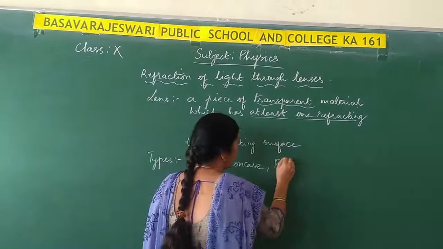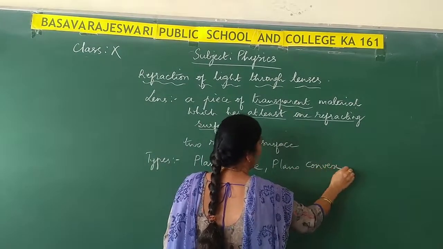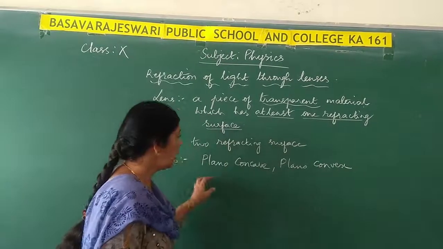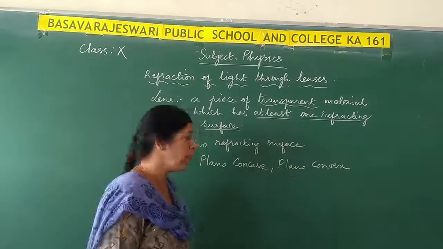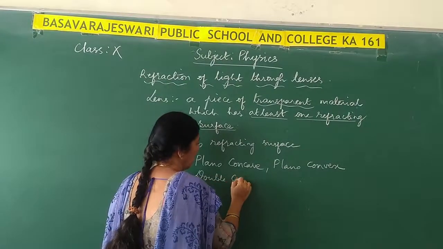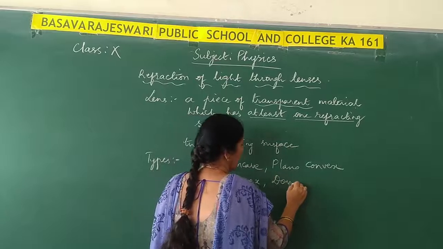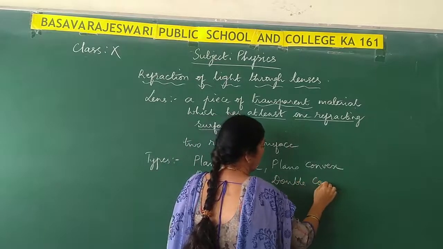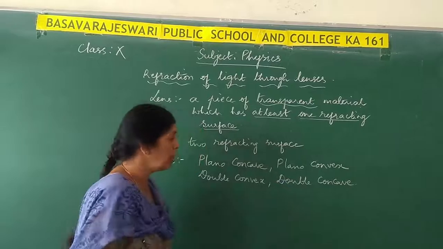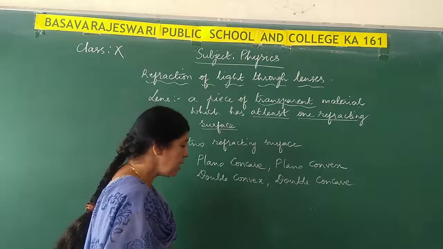Then we have plano convex. Here also one surface will be plane, one surface will be curved. In this only one surface will be refracted. Then we have double convex and also double concave lens. So this double convex and double concave lens is also called biconvex and biconcave lenses.